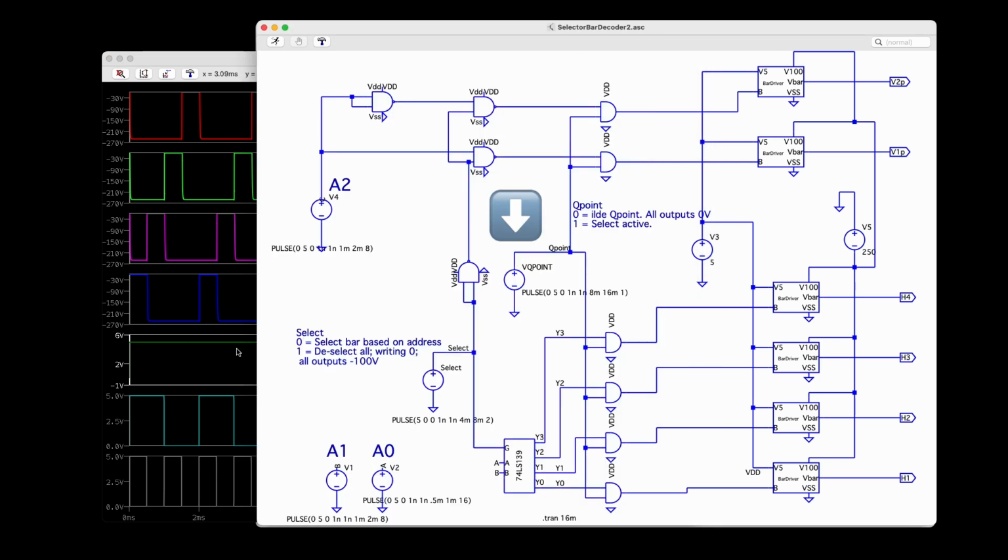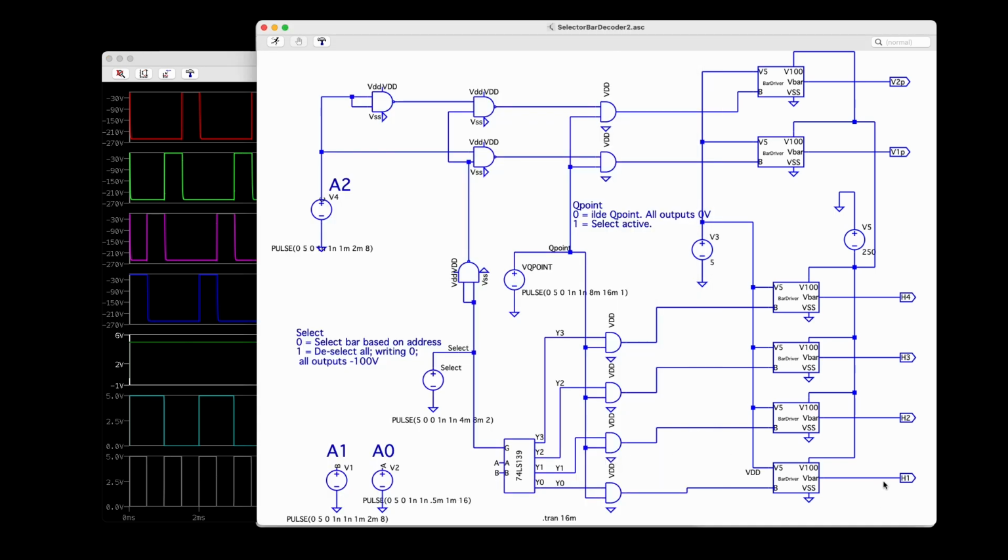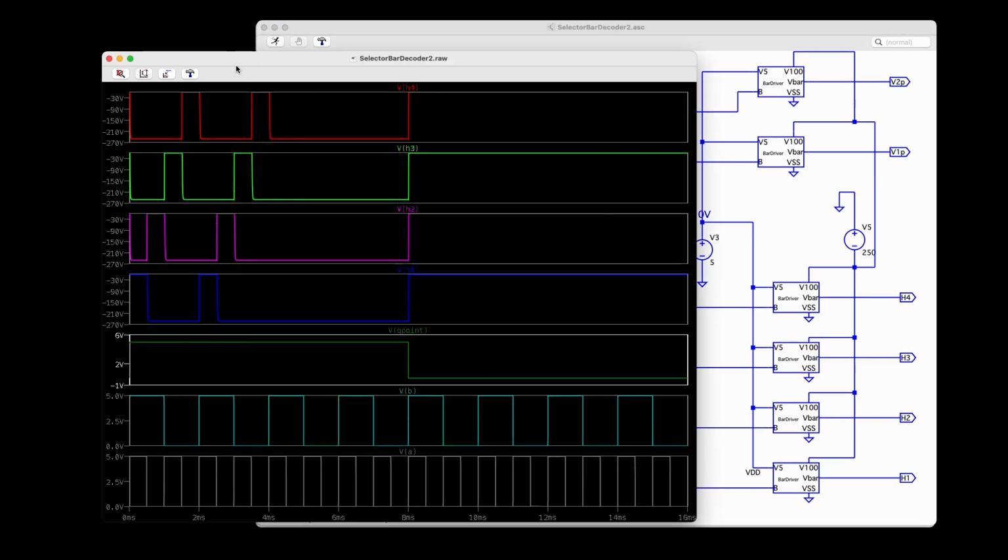So if Q point is high, what's going on is we're allowed to decode this address set by A0 and A1. So you see that the bar that is at 0 volts increments over, and only that one bar of H1 through 4 is at 0 volts, and any other time all the other 3 are at minus 250. Now, whenever the status Q point goes low or 0, all bars are going to be at 0 volts. That's our idle point. We need this idle current going on.